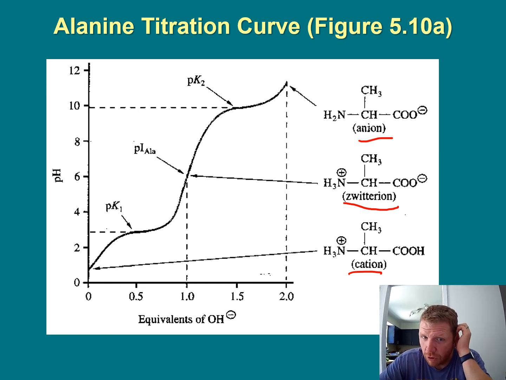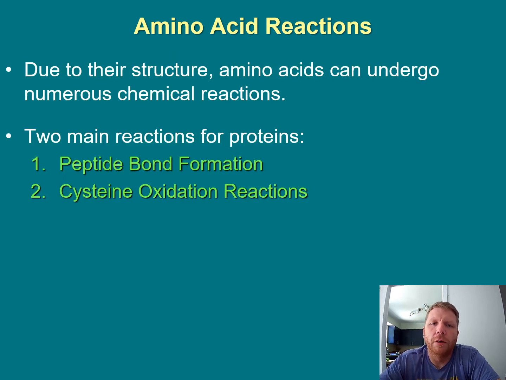So, what you do with the alanine titration curve is, here's your first pKa, here's your second pKa, and there's the PI right in the middle between the two. Due to their nature, amino acids can undergo numerous chemical modifications. The first of which is that a peptide bond can form between them. The N and C termini of adjacent amino acids can form a peptide.